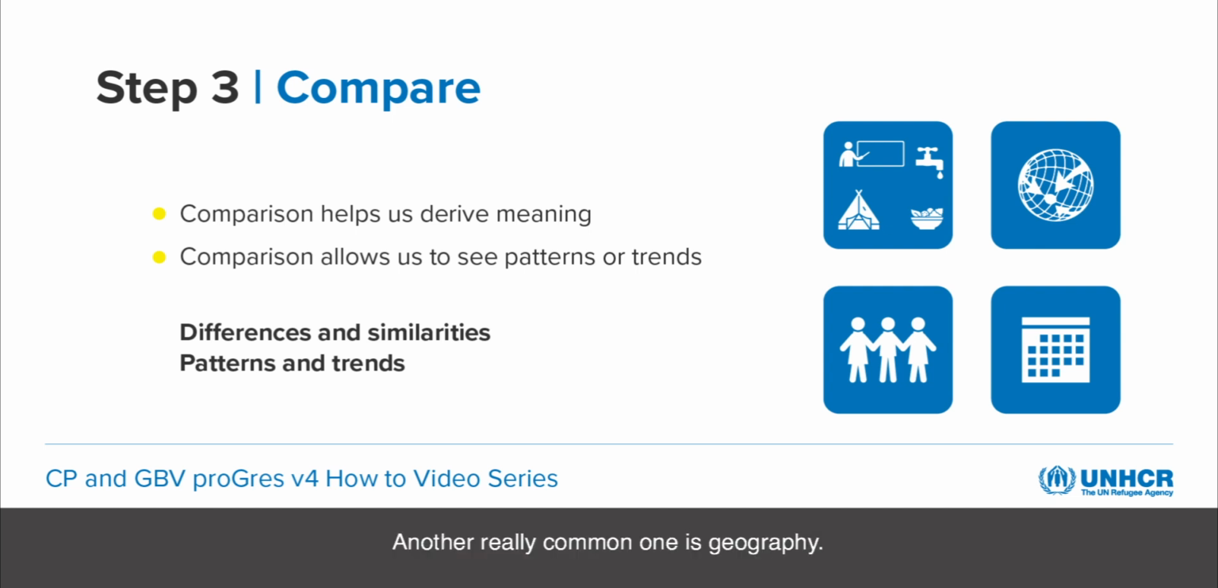Another really common one is geography. Oftentimes we'll look at camp versus camp, or country versus country, to see, are we seeing the same trends globally? Are we seeing the same trends regionally? Are we seeing the same trends across camps? And then if you see a difference, then we start to think about what could cause those differences.